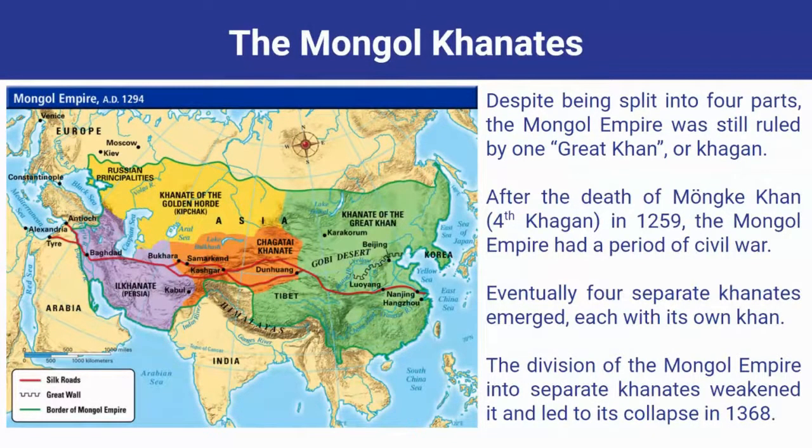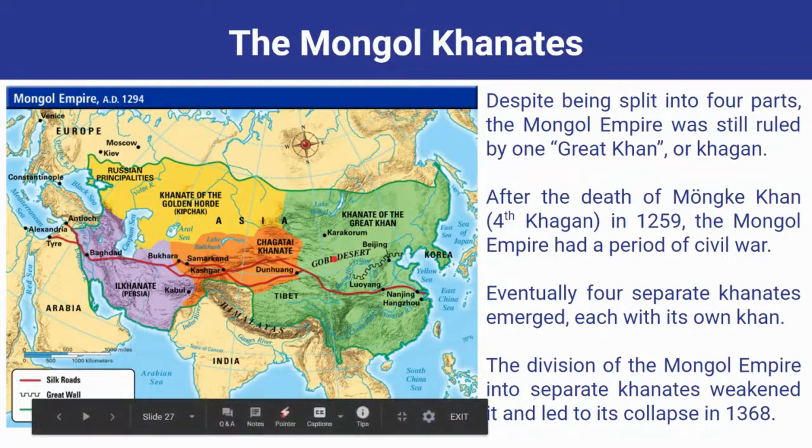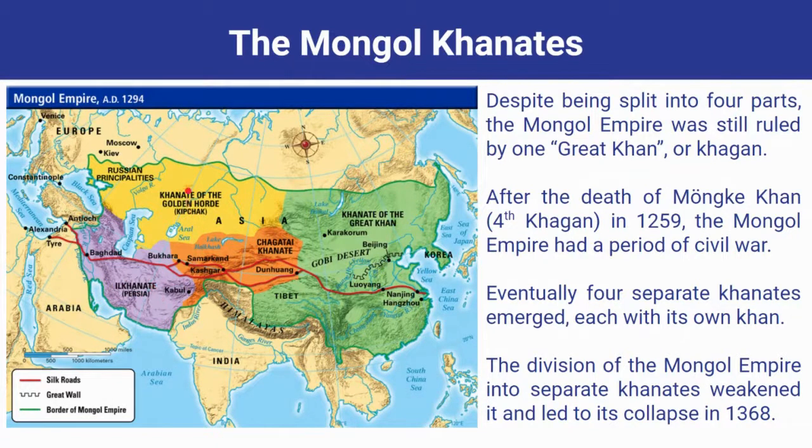And after that point, really these four Khanates basically become their own empires. They become separate empires with one controlling East Asia, one controlling kind of Central Asia, one controlling the Middle East, and one controlling what I would say is North Central Asia and getting into Russia and Europe, actually.